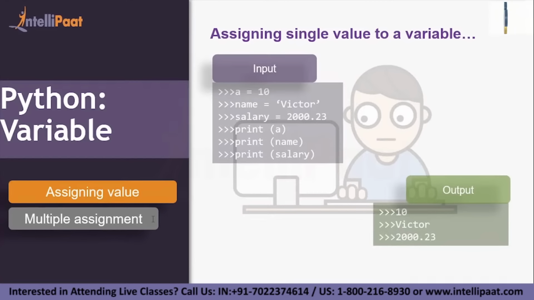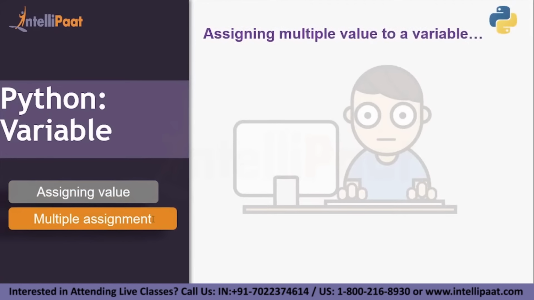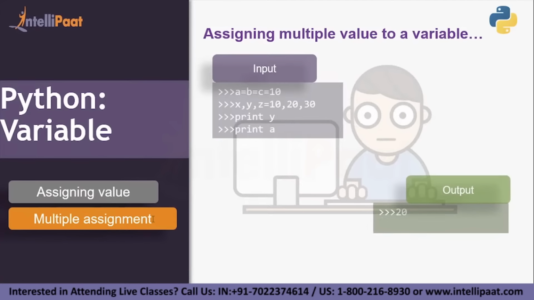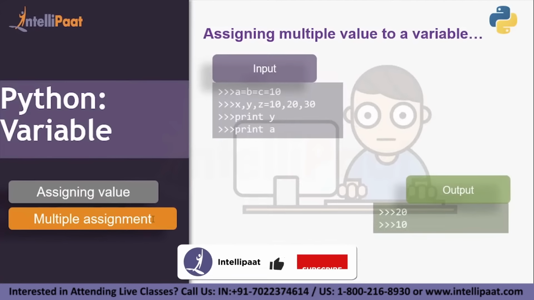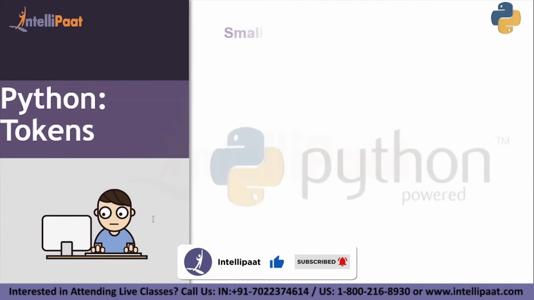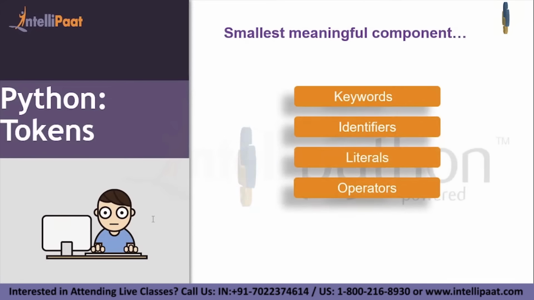So this was about assigning a single value to a variable. We also learned about assigning multiple values to a variable. a equal b equal c equal 10, and this example we already did, right? Fine. So now that you know how you can assign values to a variable, let's move ahead and start our discussion with some basics of Python.